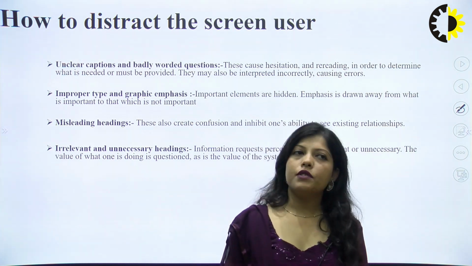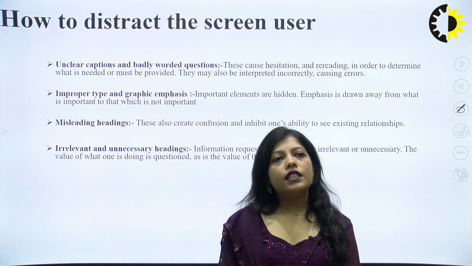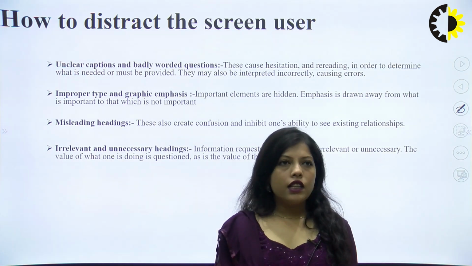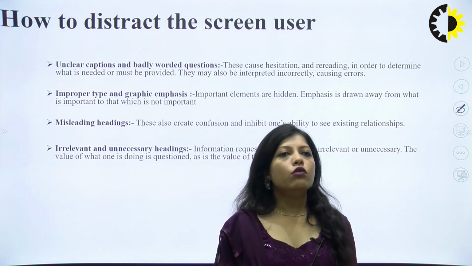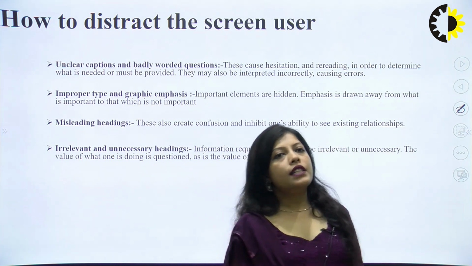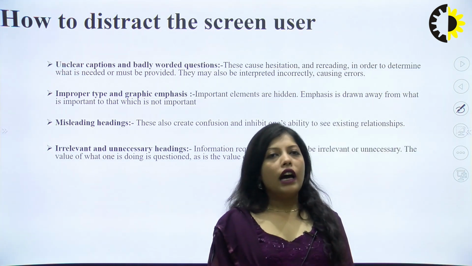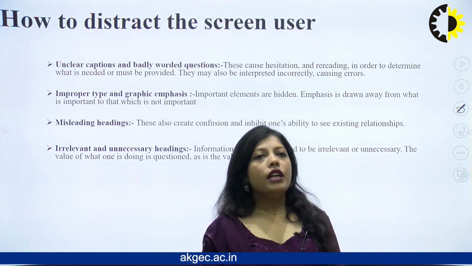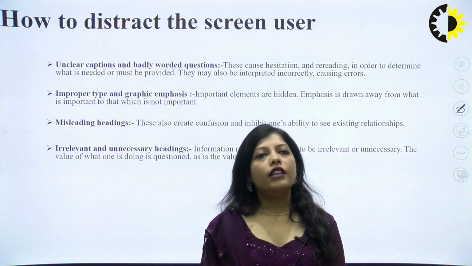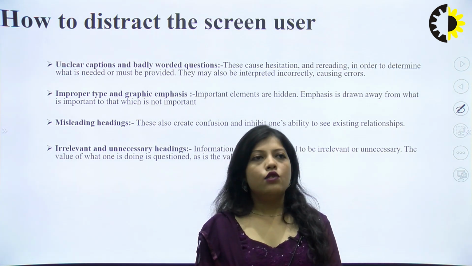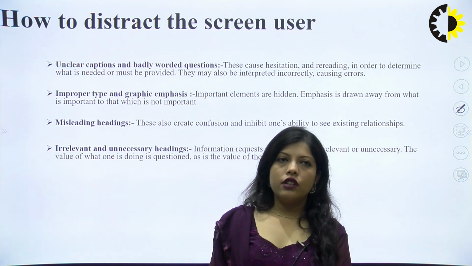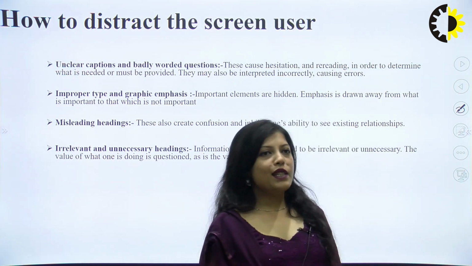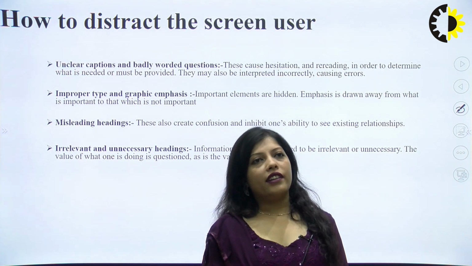Next is irrelevant and unnecessary headings. Irrelevant and unnecessary heading means not important headings. Not important means which is not relevant to the user. Information request perceived to be irrelevant or unnecessary means the information which you put on the screen is irrelevant, meaning it is not used by the user. So this is totally useless. So the value of what one is doing is questioned. So through irrelevant or unnecessary headings, the user can also be distracted.